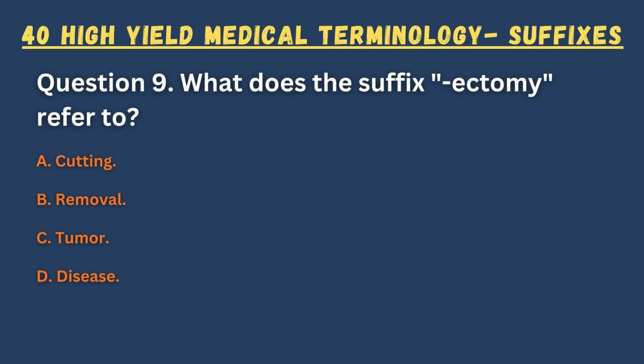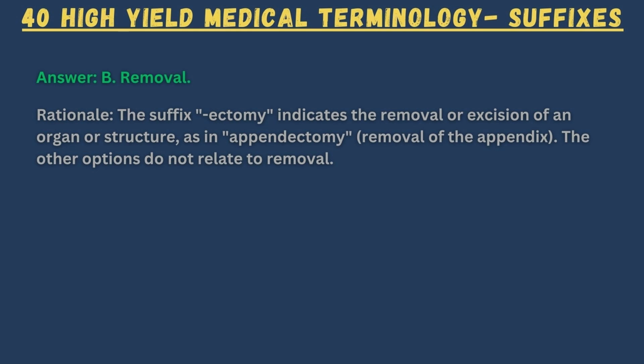Question 9. What does the suffix ectomy refer to? A. Cutting. B. Removal. C. Tumor. D. Disease. Answer: B. Removal. Rationale: the suffix ectomy indicates the removal or excision of an organ or structure, as in appendectomy, removal of the appendix. The other options do not relate to removal.